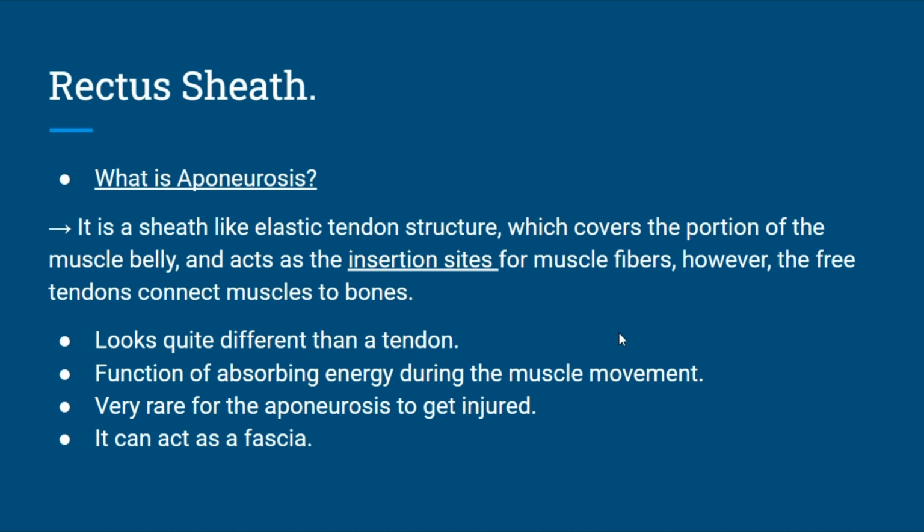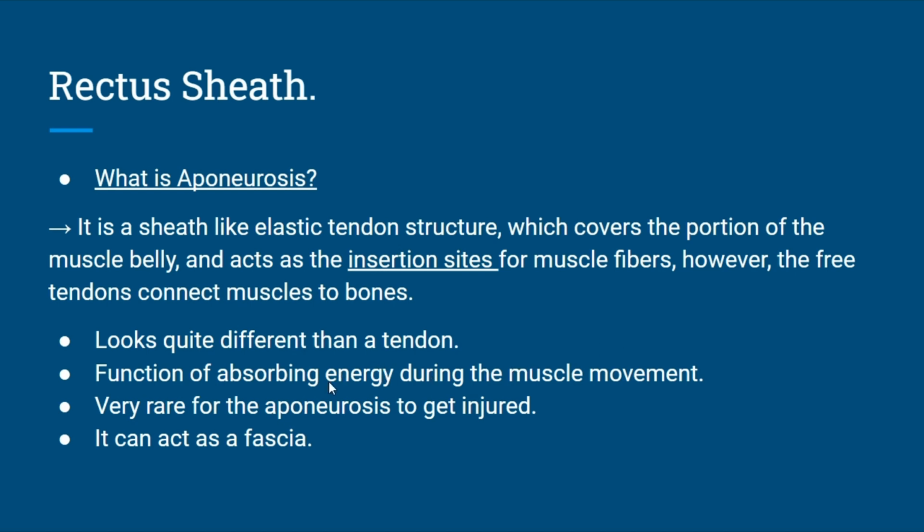What is an aponeurosis? We need to differentiate that from a simple tendon of a muscle. It is a sheath-like elastic tendon structure which covers a portion of the muscle belly and acts as the insertion site for the muscle fibers. However, the free tendon connects the muscles to the bone. So this is different from the normal tendon-like structures that we have on the muscles, because the other one actually connects the muscle to the bone, but here there is no bone present, so it connects the insertion site for all the muscles of the abdomen. So it looks quite different from a tendon.